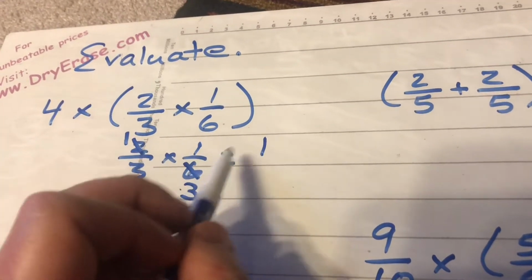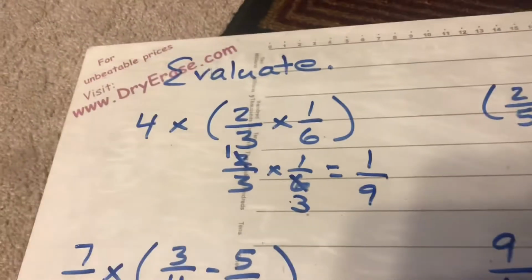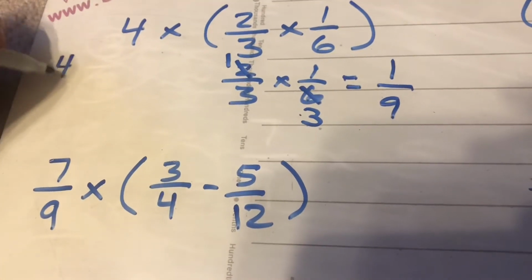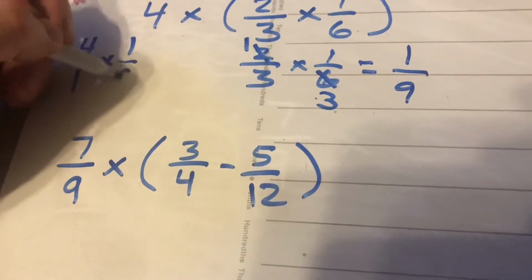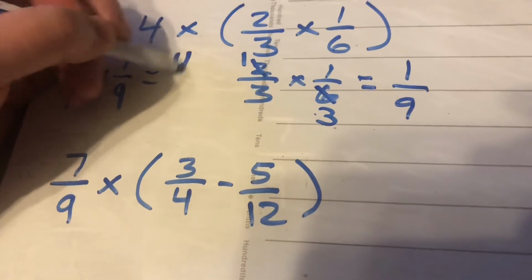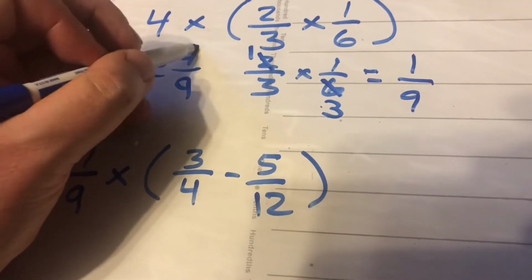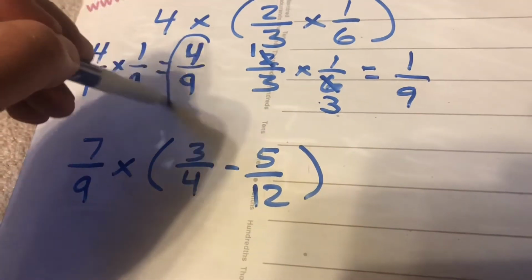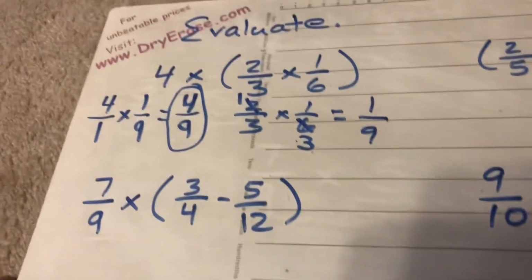1 times 1 is 1. 3 times 3 is 9. But I still got to remember now to go multiply that by the 4. So my 4 is going to become 4 over 1 times 1 over 9. Okay, well, 4 times 1 is 4. 1 times 9 is 9. I end up with 4 over 9. There's nothing besides 1 that can go into both 4 and 9 evenly.